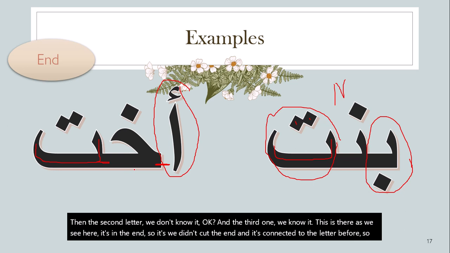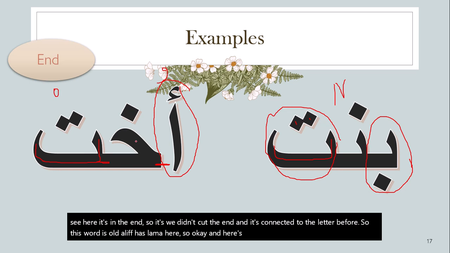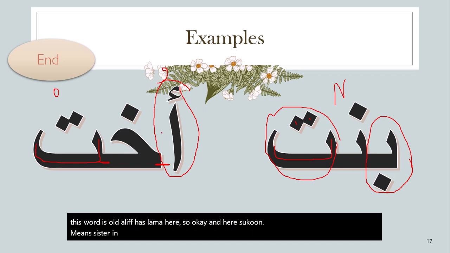So this word is أخت. Alif has dhamma here, so o, أخت. And here sukun. أخت. أخت means sister in Arabic. Okay, أخت, sister.